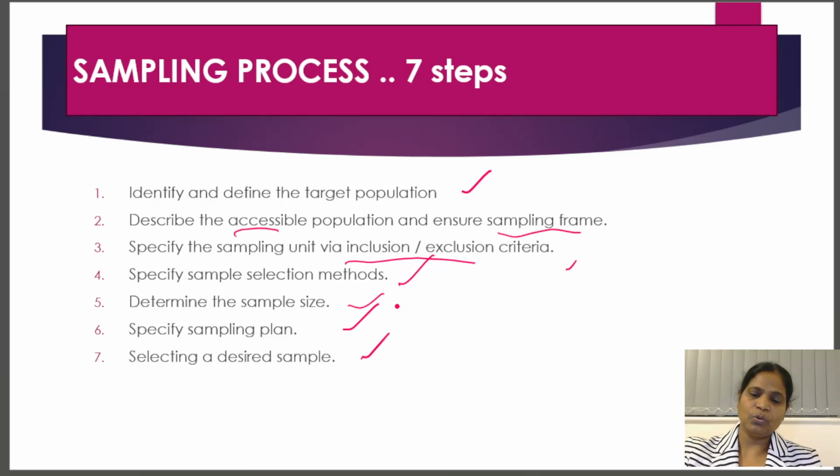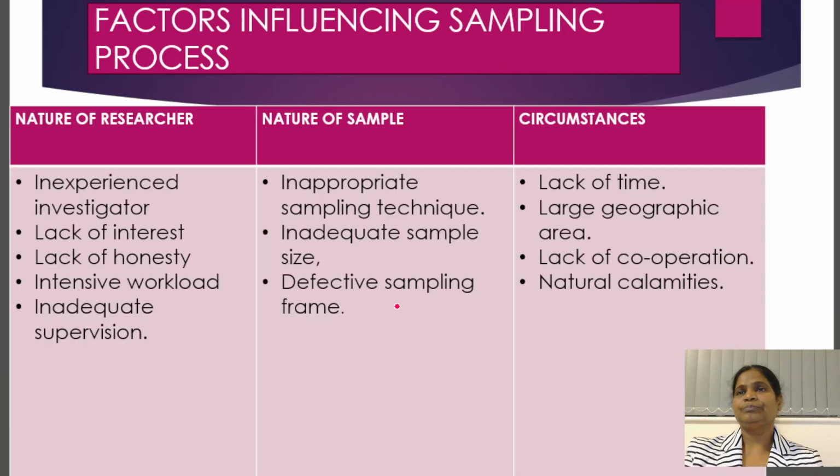So we will go through different types of sampling methods, and before we proceed, we have some factors which influence the sampling process. Nature of the researcher: inexperienced researcher or investigator, lack of interest, lack of honesty in the researcher, intensive workload, inadequate supervision. All these will affect the sample selection process.